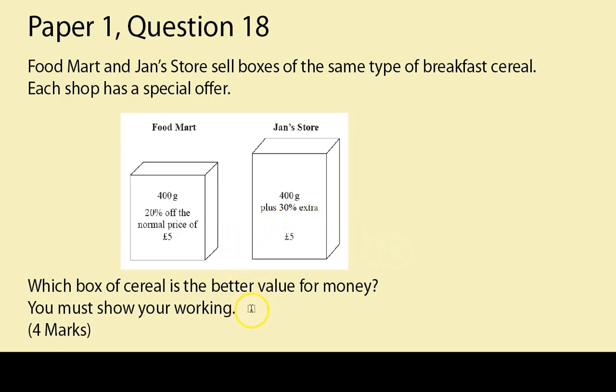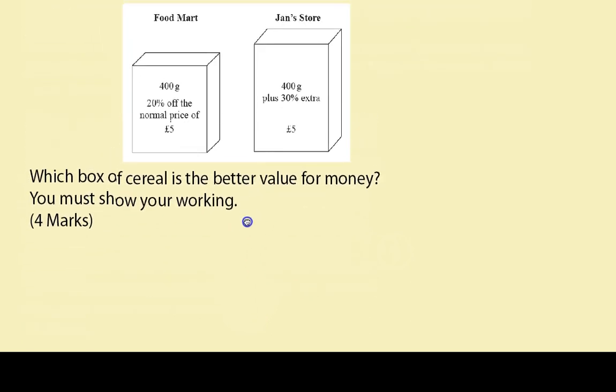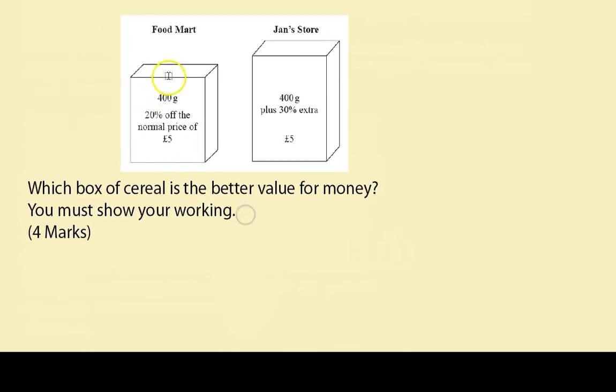So you mostly did pretty well with your percentages, so I won't spend too long on that. I'll just talk a little bit about how you need to answer this type of question. So let's just do the working for each of these different stores and how much their discount is. So Food Mart, I'm going to label it, and I suggest that you do the same. So Food Mart has 20% off the normal price of £5.